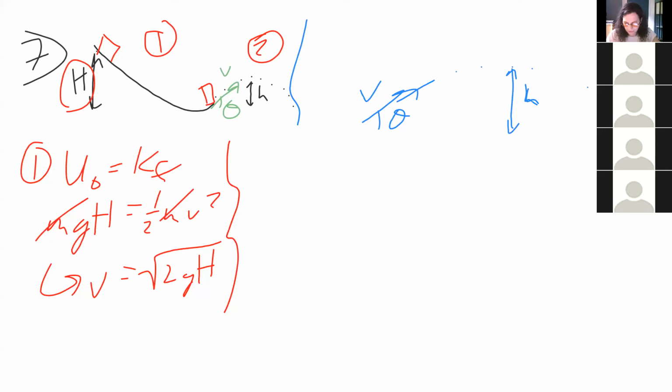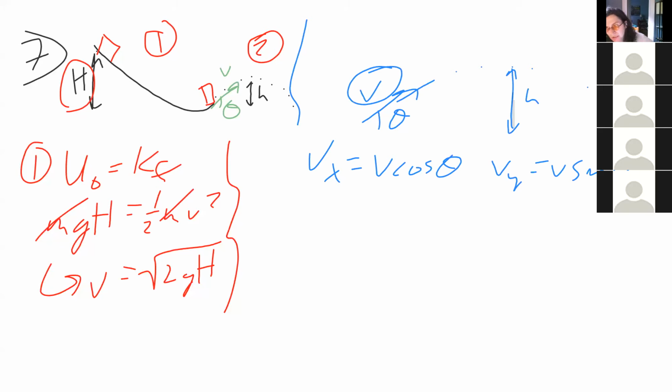We know from our 2D motion chapter that our speed can be resolved into an x and y component. So your x component for the speed would be whatever the speed is that you just found times the cosine of theta, and your y component would be the speed times the sine of theta. We know this, we've done this. If I wanted to use conservation of energy, all I need to do is relate the kinetic energy that I have at my initial point to the height or the potential energy that I have at the final point.